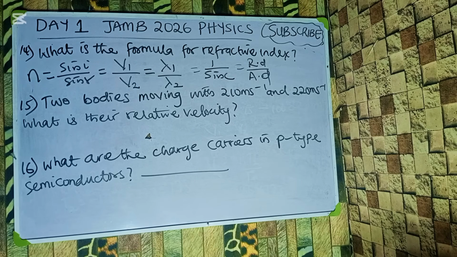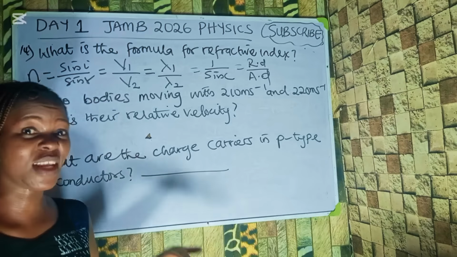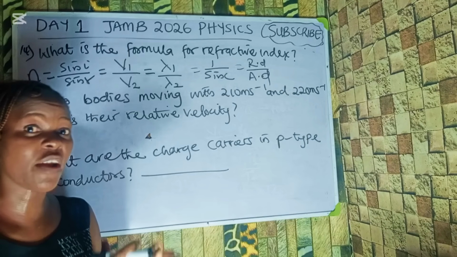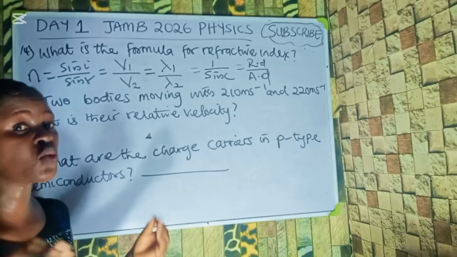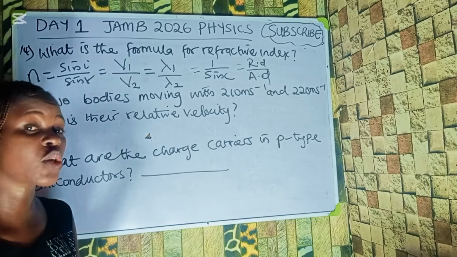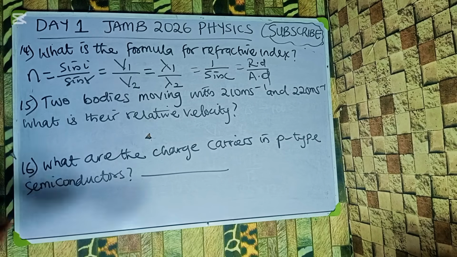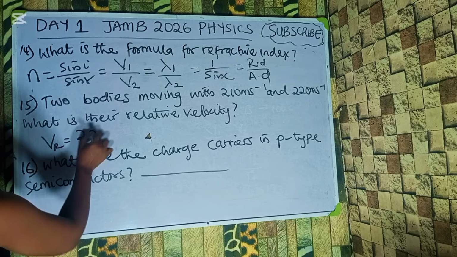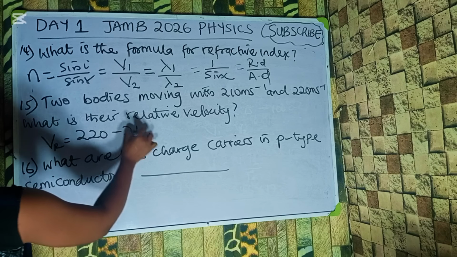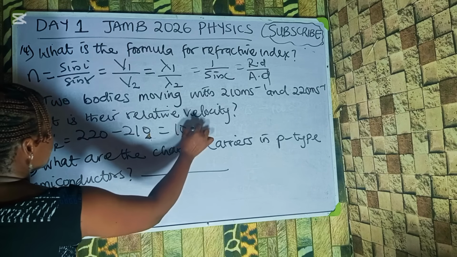Question 15. Two bodies moving with 210 meters per second and 220 meters per second. Calculate their relative velocity. In this question, they did not specify the direction in which the two bodies are moving, whether opposite direction or the same direction. So it's going to have two answers. If they are moving in the same direction, you subtract. But if they are moving in opposite directions, you add. So now I'm going to subtract them. The relative velocity is equal to 220 minus 210, which gives 10 meters per second.